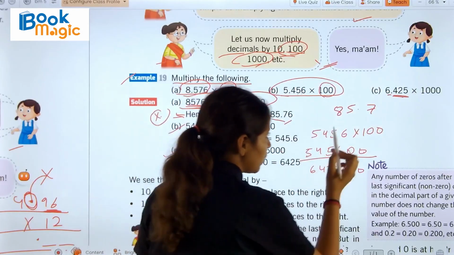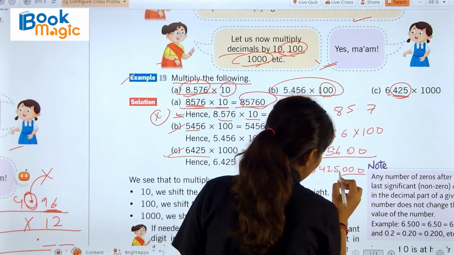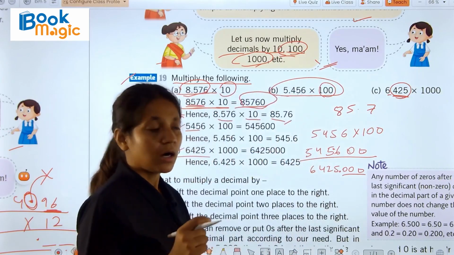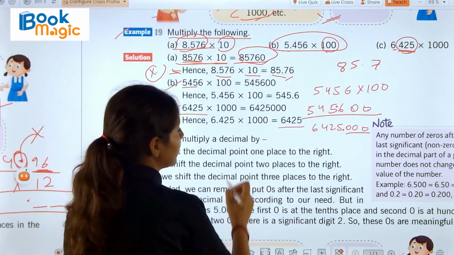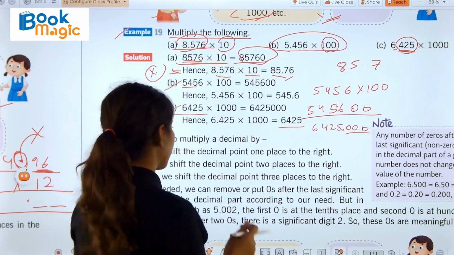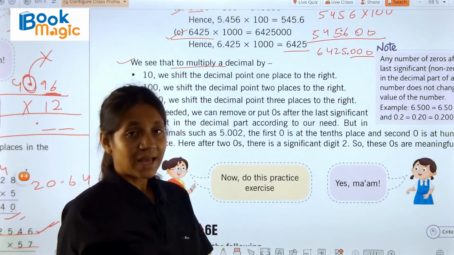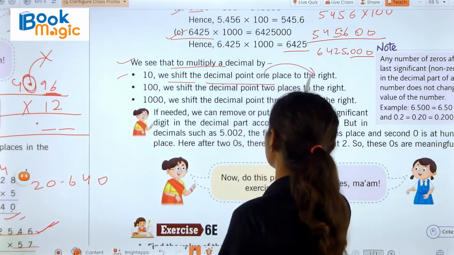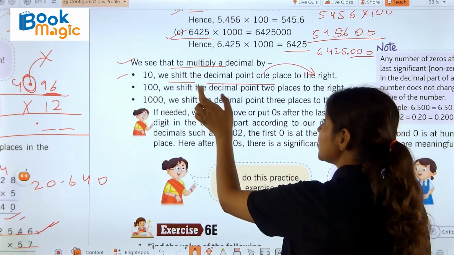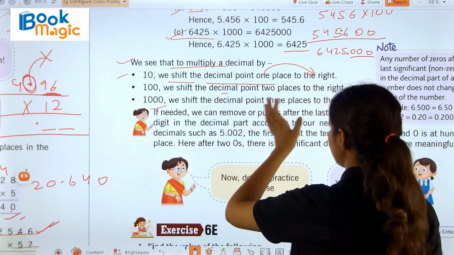So it was 6 and here it is 3. So leave these 3 and just add here a decimal point. So it will be 6425.000, or we can simply write 6425. We say that to multiply a decimal by 10, we shift the decimal point 1 place to the right. For 100, we shift the decimal point 2 places to the right. Now for 1000, we shift the decimal point 3 places to the right.